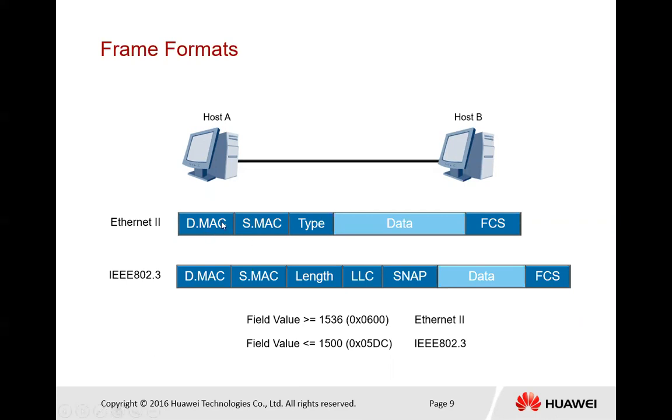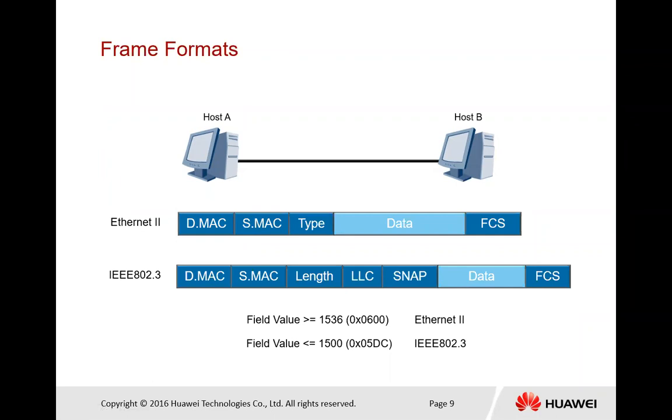So see, the first field in the case of Ethernet II is DMAC. What does it mean? DMAC is specifically for the destination MAC address. The next field in the case of Ethernet II is SMAC, where S stands for the source MAC address.